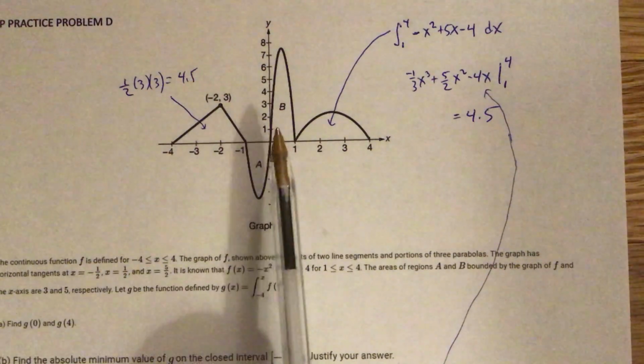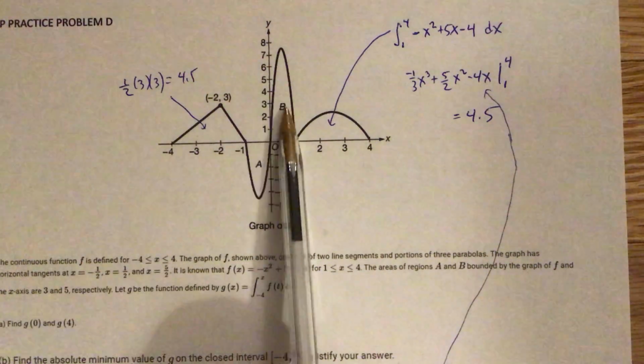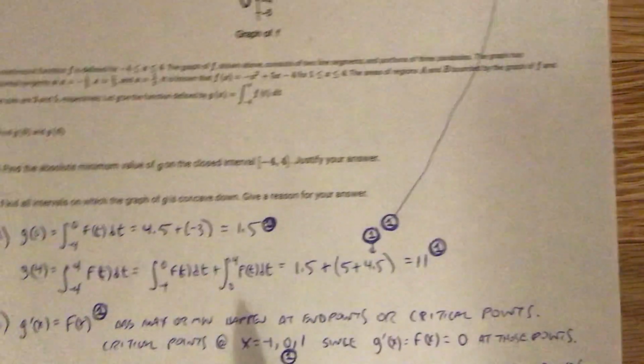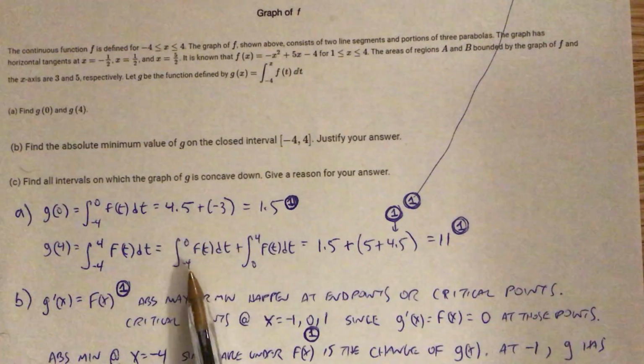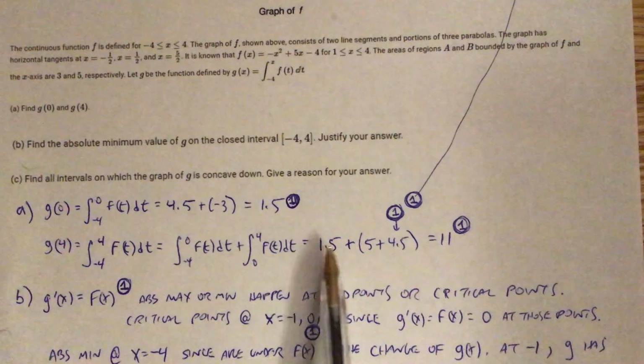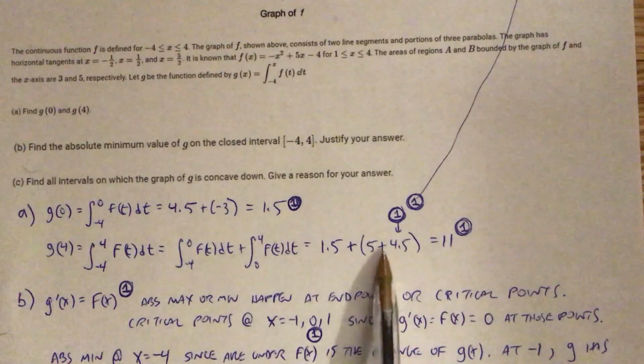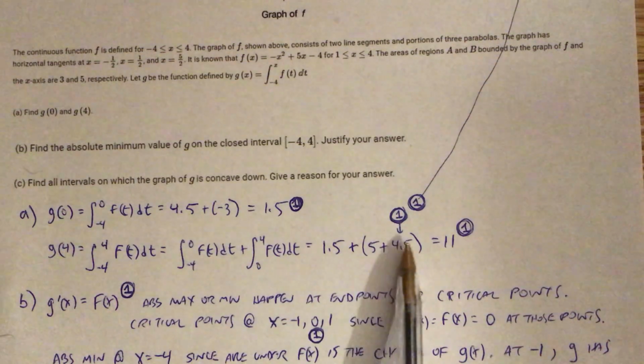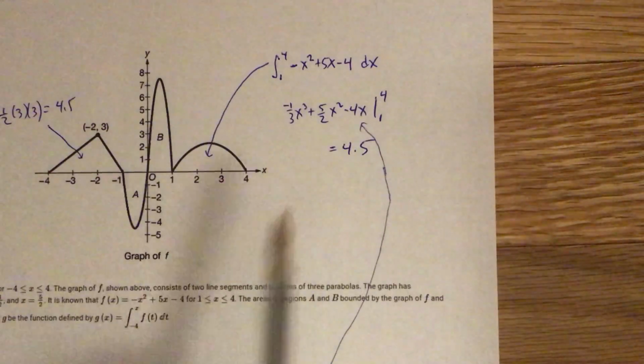I need 0 to 4. So 0 to 4 is made up of this part, which was 5. Then good thing I found this. There it is, 4.5. So the first part, -4 to 0, is what I found before. 0 to 4 is the 5 and the 4.5. They give you an extra point for finding this because you had to know to do all this.